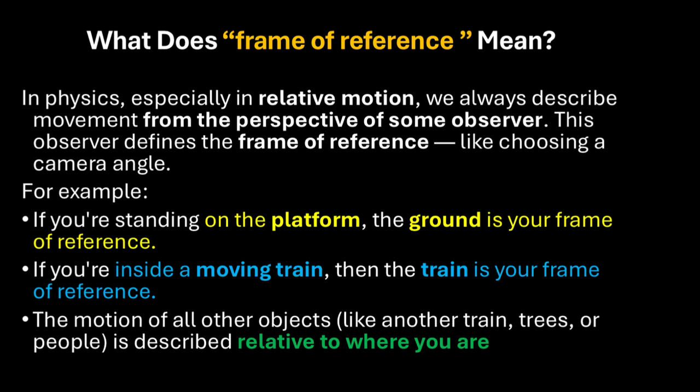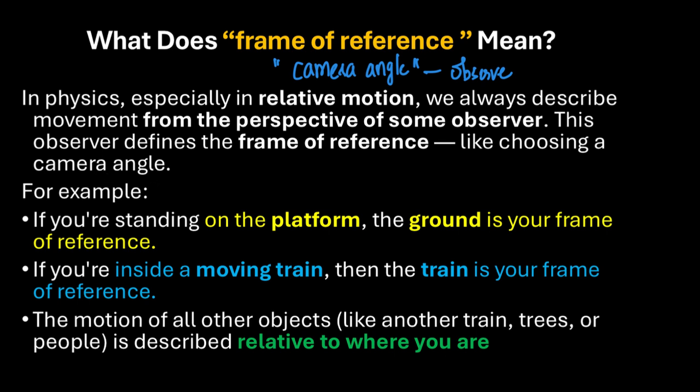It means, as we discussed in the previous solution, the camera angle, right? If we were to compare things, it is the camera angle from which you observe the motion. So in relative motion, we always describe movement from the perspective of some observer, the camera angle. This observer defines the frame of reference, like we choose a camera angle.